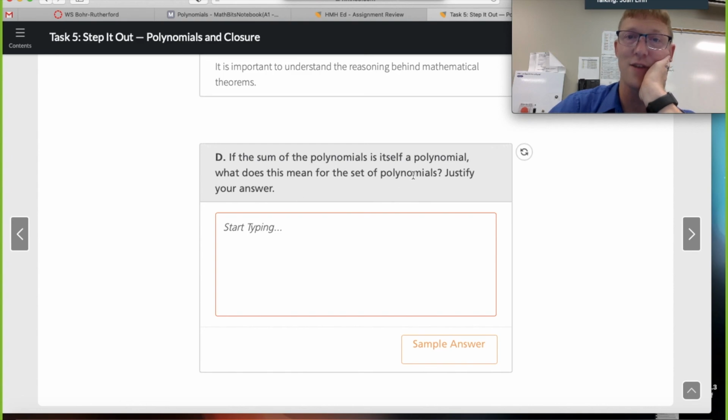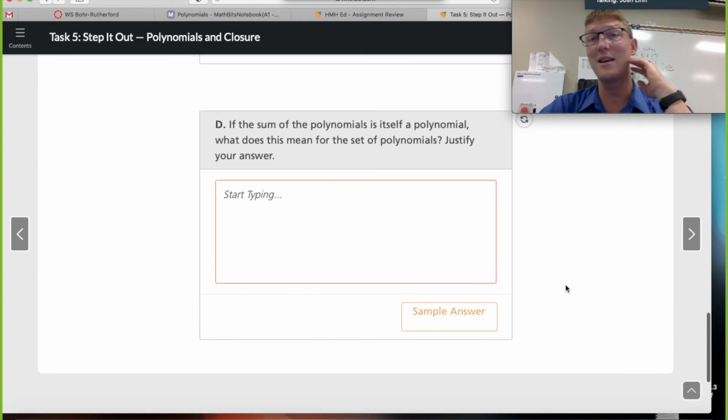What does this mean for the set of polynomials? Justify your answer. It means that it is closed. That's all that closure means.